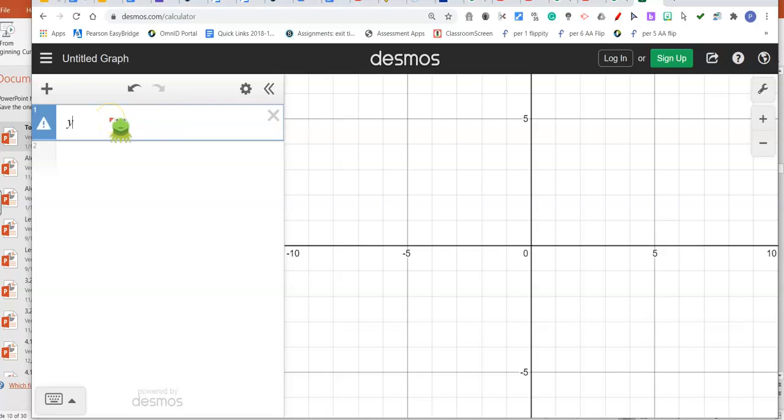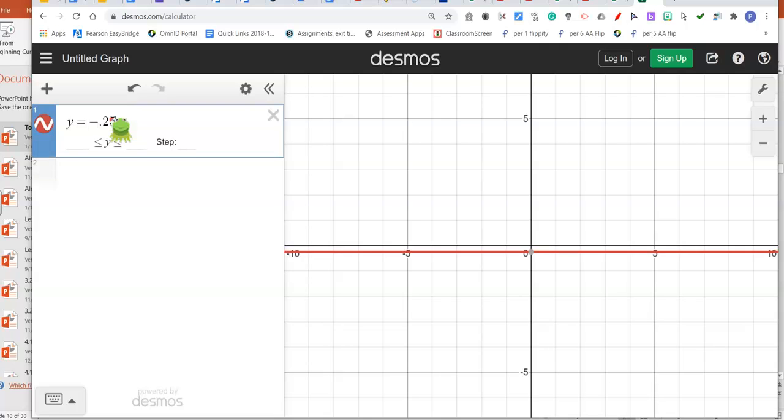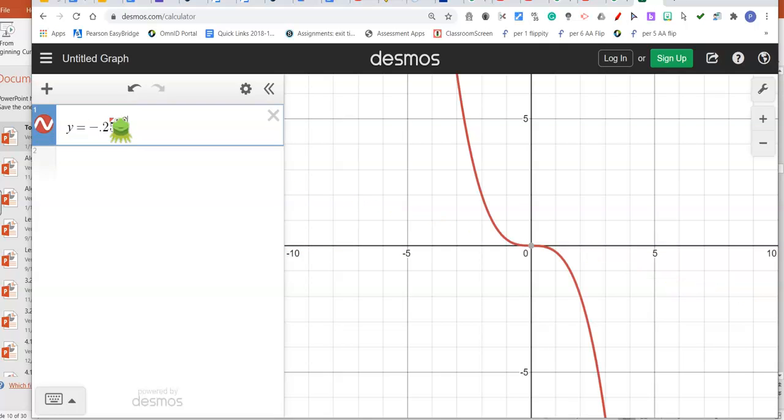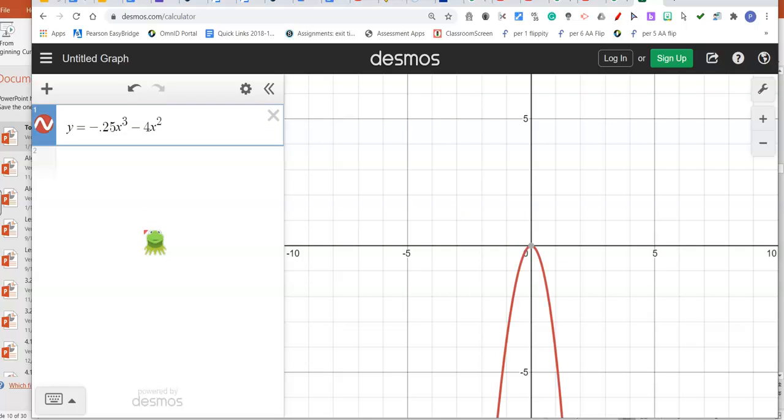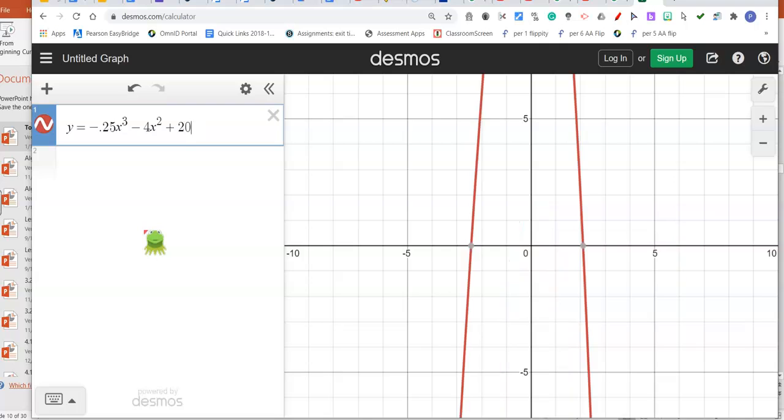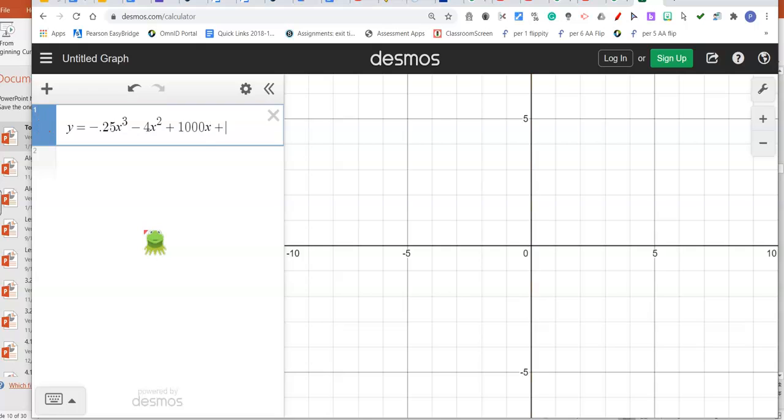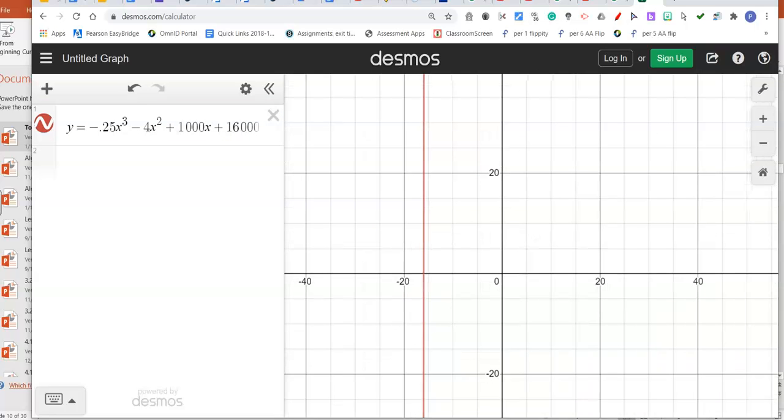So y equals negative 0.25x cubed, minus 4x squared, plus 1000x, and then plus 16,000. That's a huge number, right? Okay, so I'm going to shrink this down a little bit.